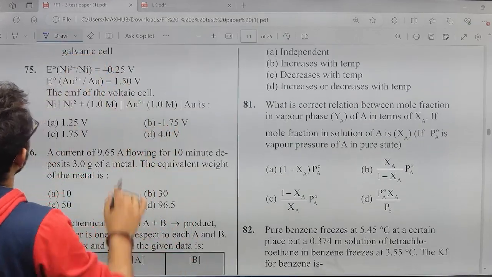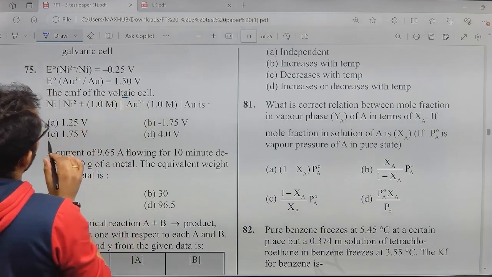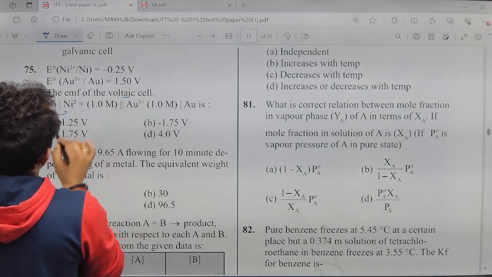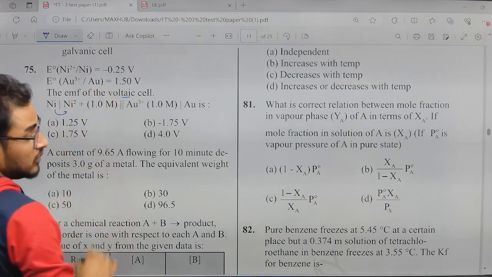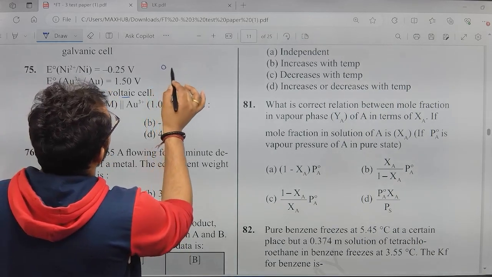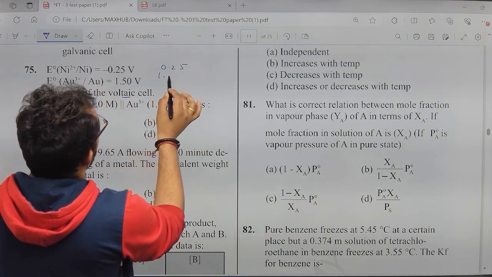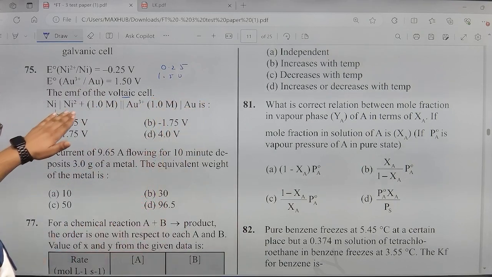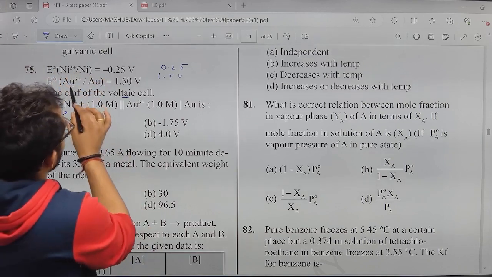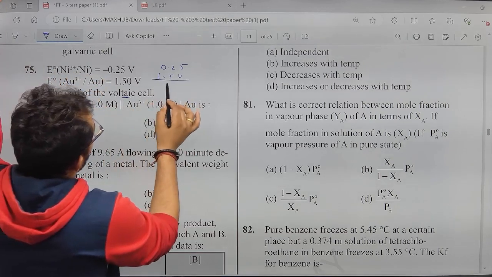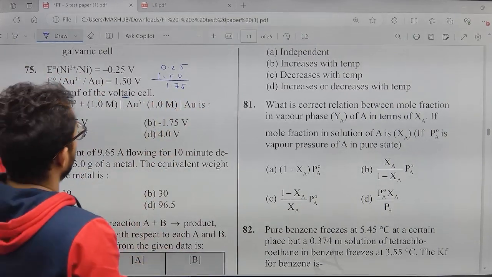Question 74. E naught is given to you, the EMF of the voltaic cell. Here Ni to Ni2 plus is oxidation, and the reduction is given to us, while Ni is going to be oxidized. Au3 plus to Au is given as 1.50, and for Ni to Ni2 plus they are providing the reduction value, so I will have to change the sign, giving 0.25. So it is 1.75. That is the E naught that I have found.